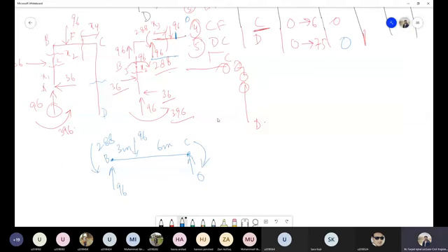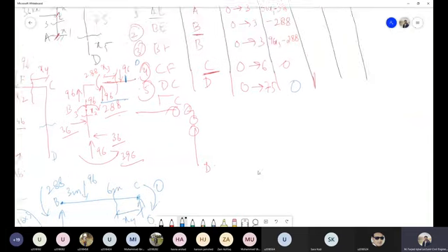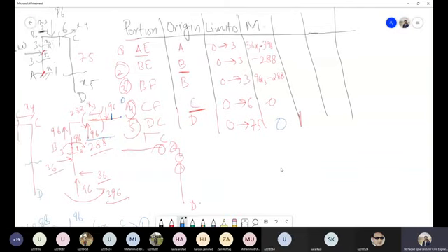So try calculating this one. 96 into 9 minus 96 into 3 and minus 288. So what is the moment at this point? That would be 0 when you solve this equation, right? So when I write the equation for section 4, this is my section 4, there is no force, so that moment will be 0. Okay?